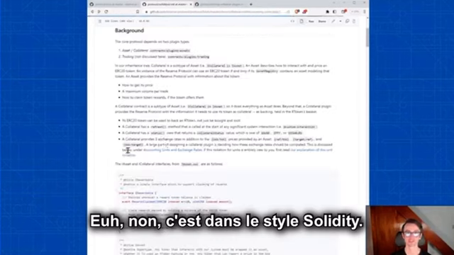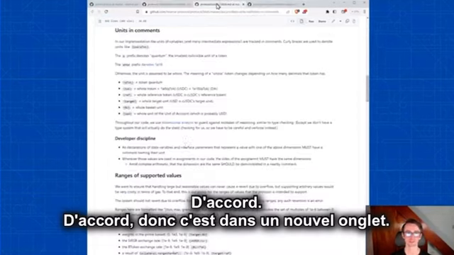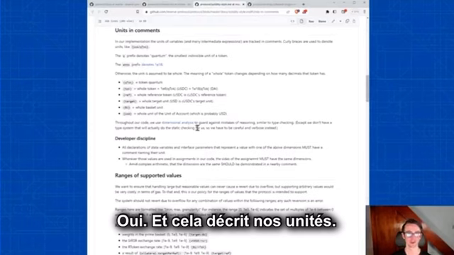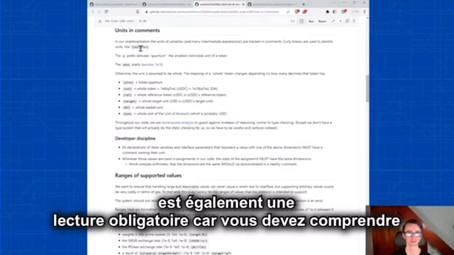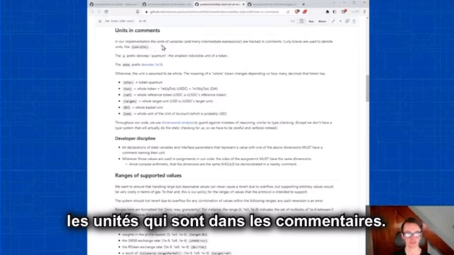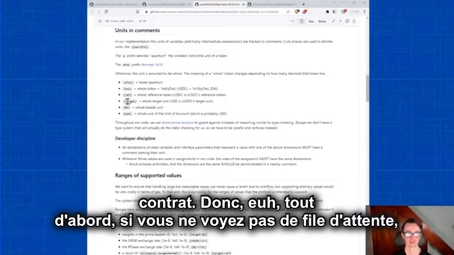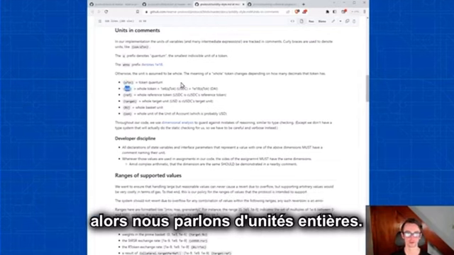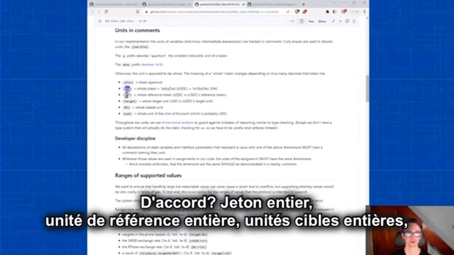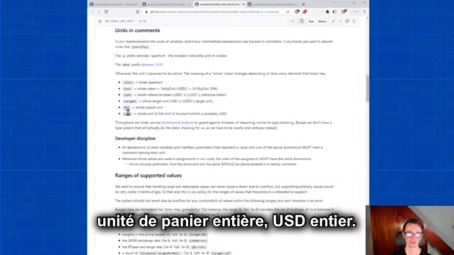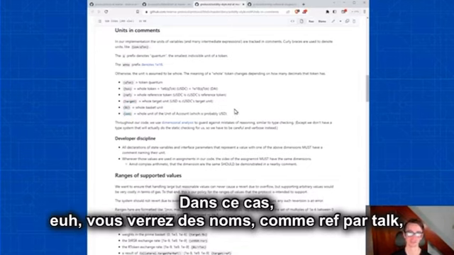No, this is in Solidity style. Okay, so this is in a new tab. Yeah, and this describes our units. This is also required reading because you need to understand the units that are in the comments. That is basically your guide to staying sane while writing this contract. So first off, if you don't see a Q, then we're talking about whole units, okay? Whole token, whole reference unit, whole target unit, whole basket unit, whole USD in this case.